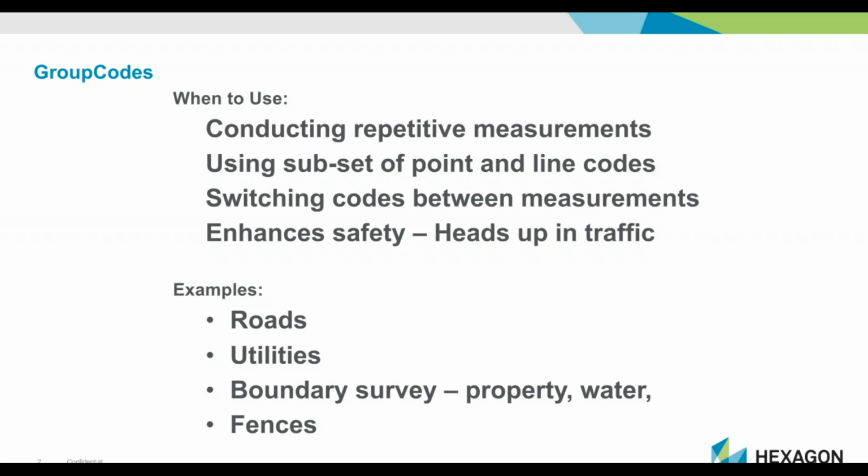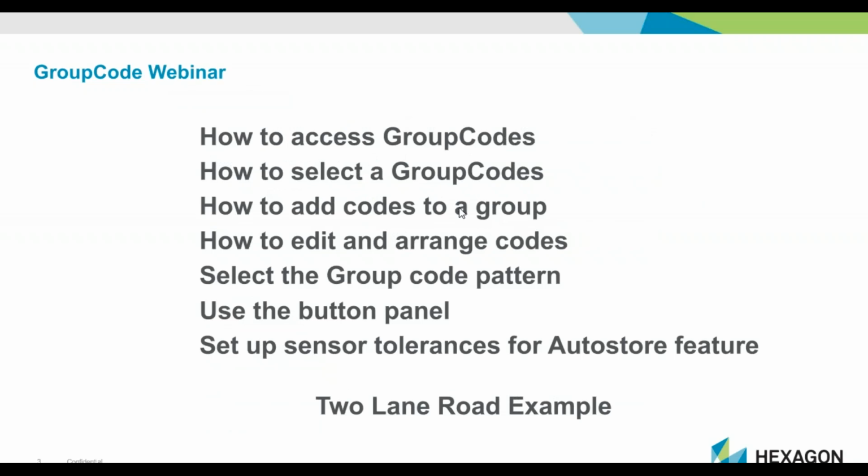Some examples of the types of work that we can use group codes in are roads and utility surveys. If you're doing any kind of boundary survey, whether it's a property, a stream or a lake, or anywhere where you have a limited number of codes that you're accessing and you're just cycling through them. Things like fences as well. And that's what I'm going to probably use as an example here today in setting up how we would use group codes and fences.